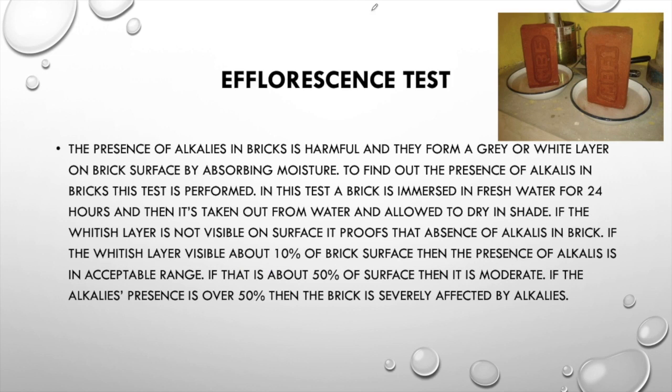Now the efflorescence test, in which we place the bricks like this into a tray filled with water, and we leave it for 24 hours, and then we see the efflorescence on the surface, that is the white patches. If the white patches are not visible, then it is a good brick. If it is visible for about 10% of the brick surface, then the presence of alkalis is in acceptable range. If it is about 50% of the surface, then it is moderate, but if it is over 50%, then the brick is severely affected by the alkalis and cannot be used.